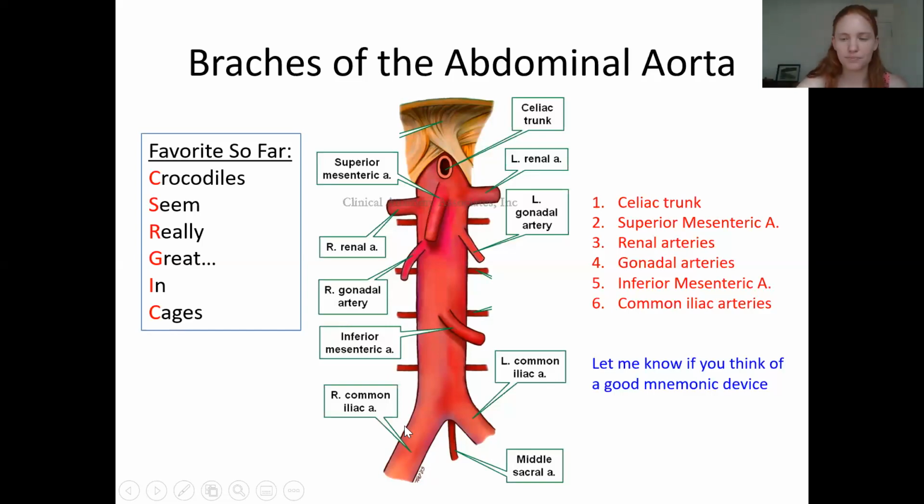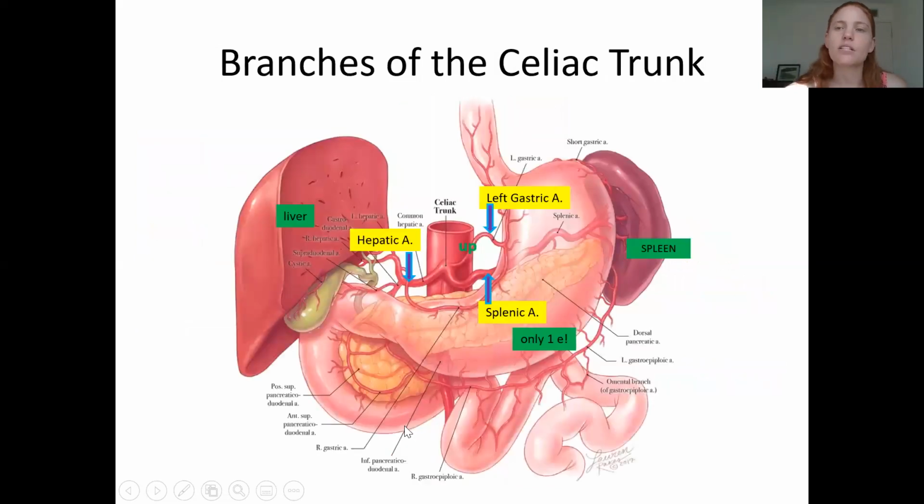Okay, so let's talk about the celiac trunk. Remember, it's called a trunk because it splits, it has branches, and it has three major branches that you do need to know. Here's the celiac trunk, right before any of the branches come out, the part connected to the abdominal aorta. The first one that goes up is going to be the left gastric artery.